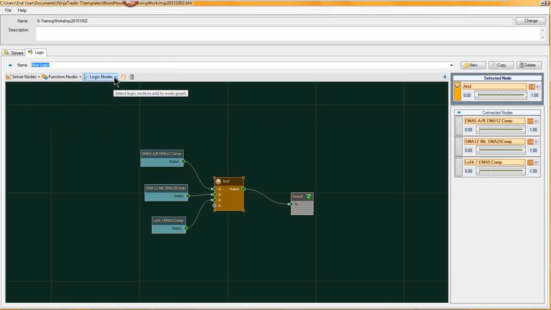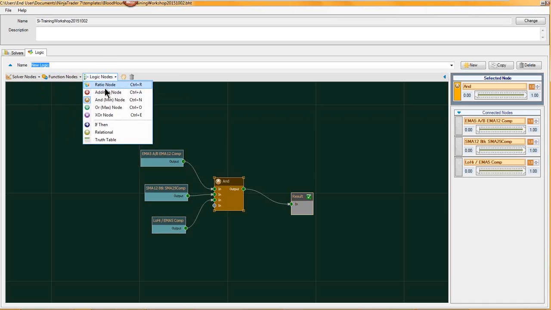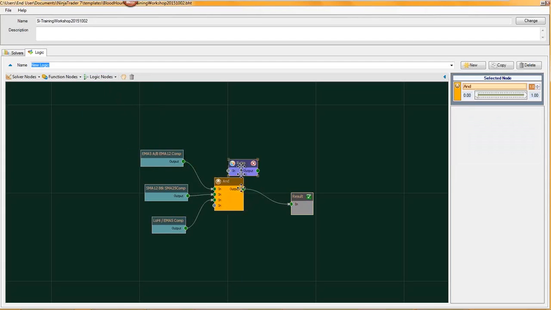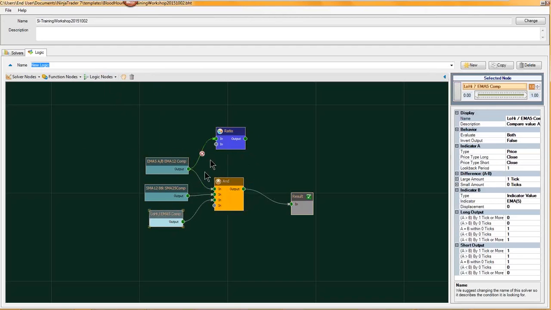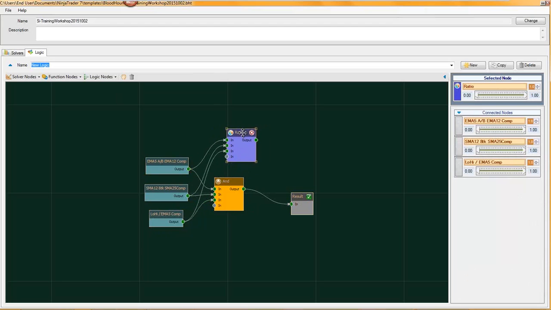And logic nodes also process or manipulate the signals in a logical format. That's why they're called logic nodes. All right, there are different types of logic nodes. A ratio node basically takes an average of everything that you connect into it. It takes an average of all the signals coming into it, and that spits out an output. That's what a ratio node is.